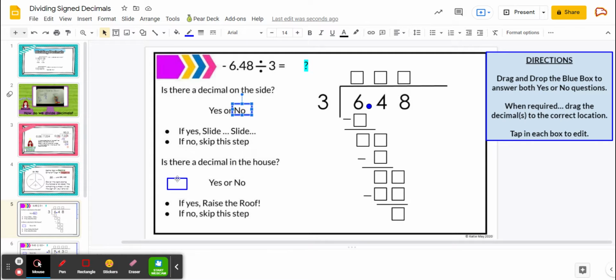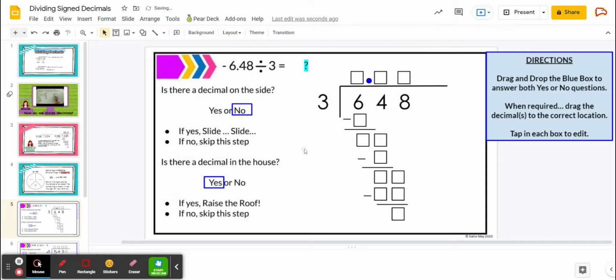So the next thing that we need to ask ourselves every time we're dividing decimals is, is there a decimal in the house? So is there one inside with the dividend? And the answer here is yes. So we're going to raise the roof. So I'm just going to click on it and arrow it up to where it belongs. All right, now we're just going to divide like normal.